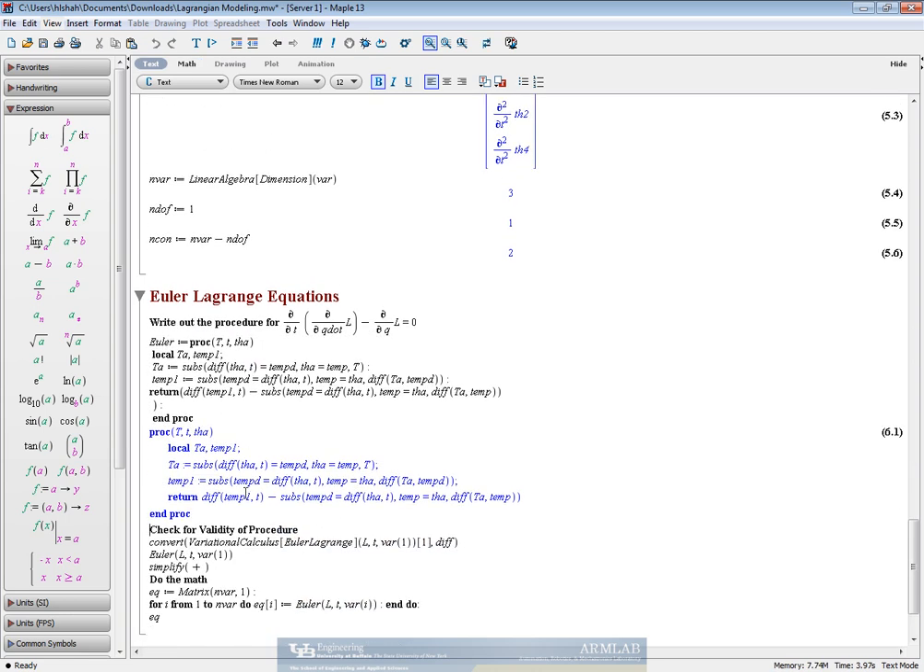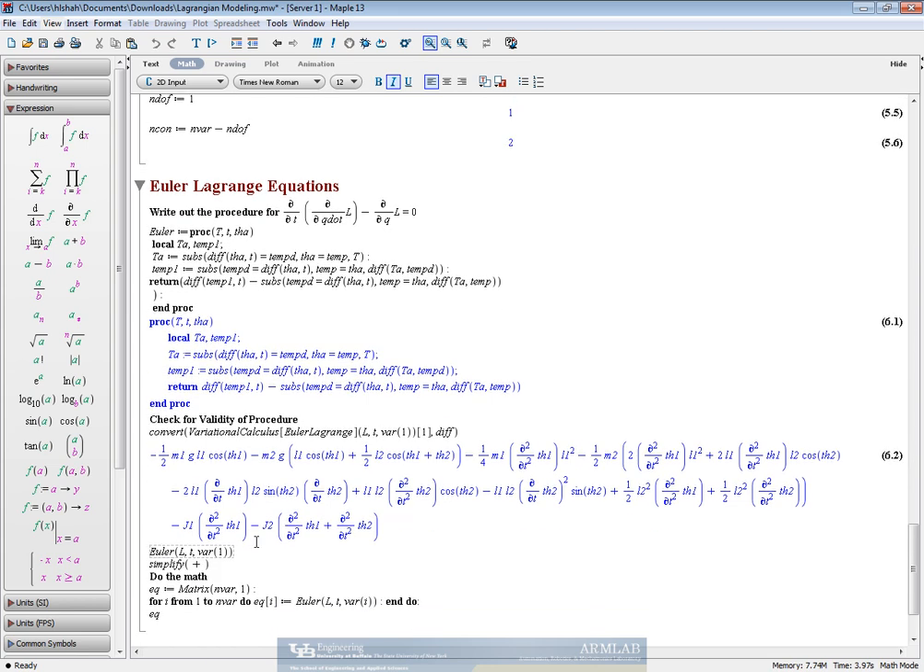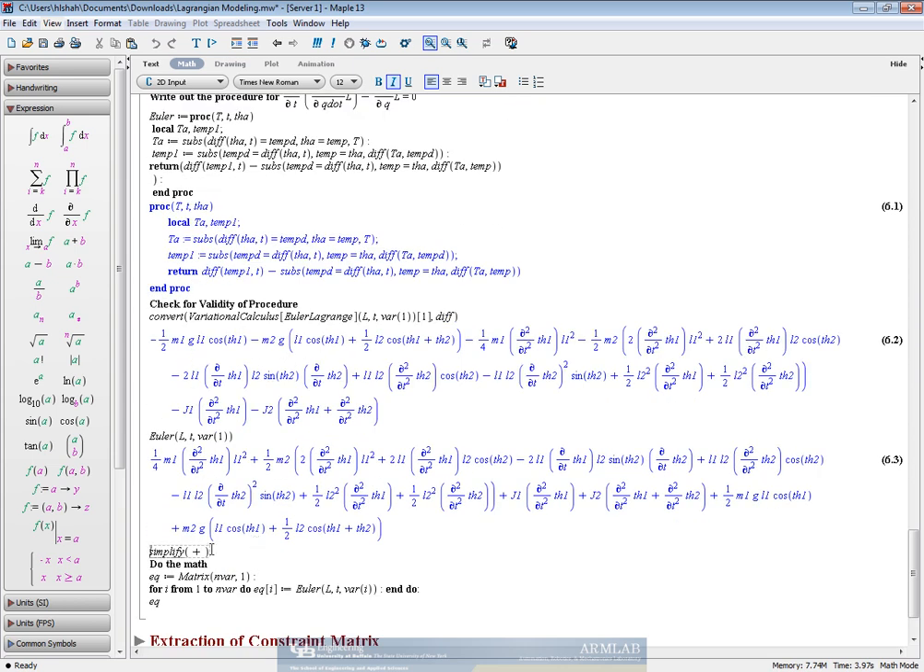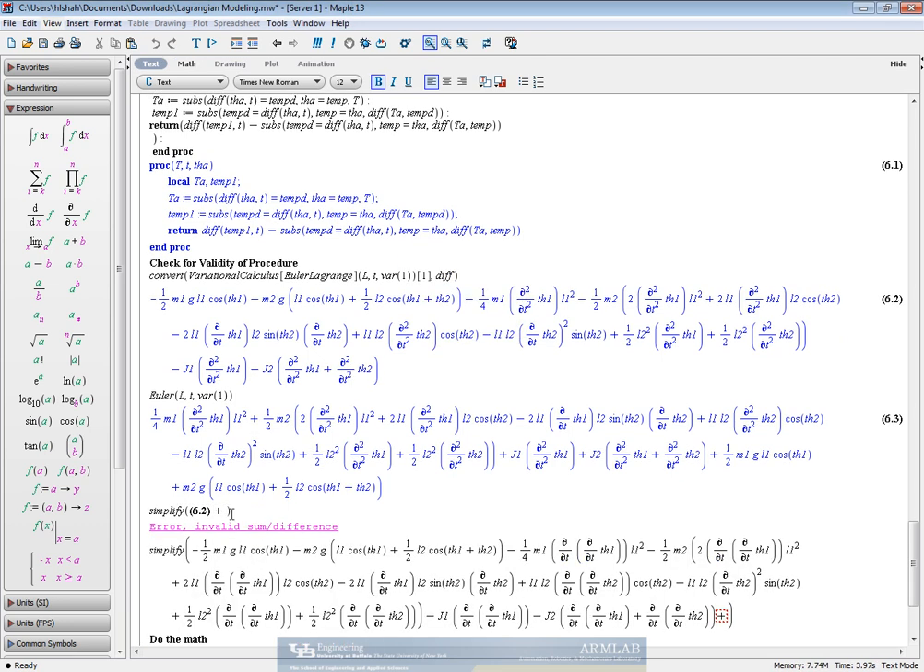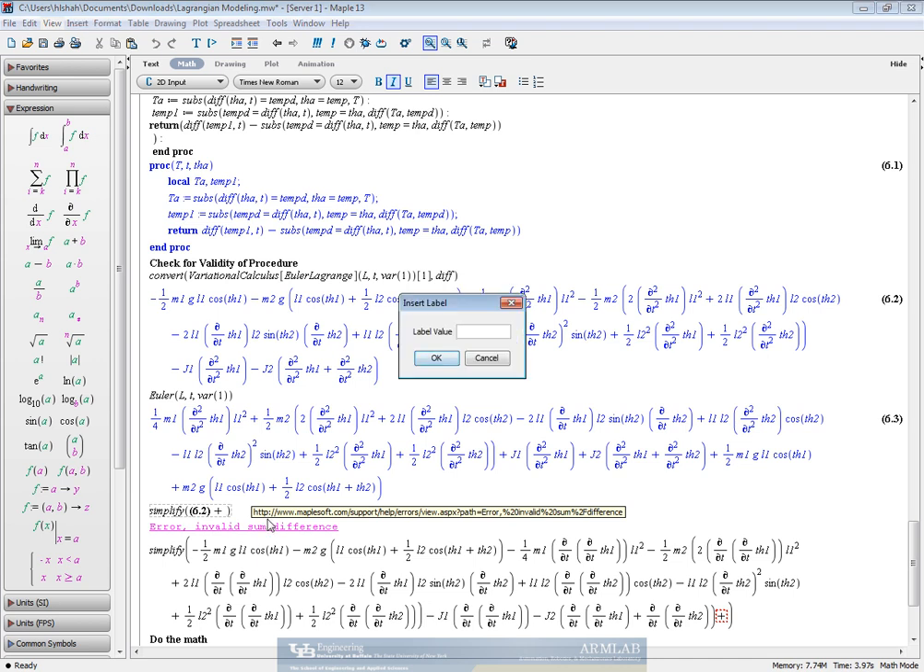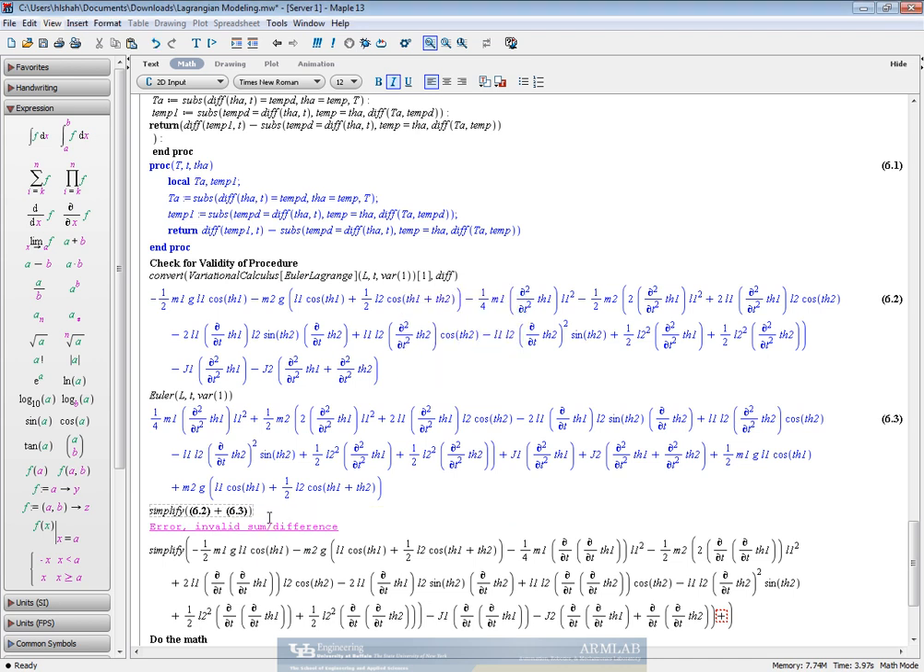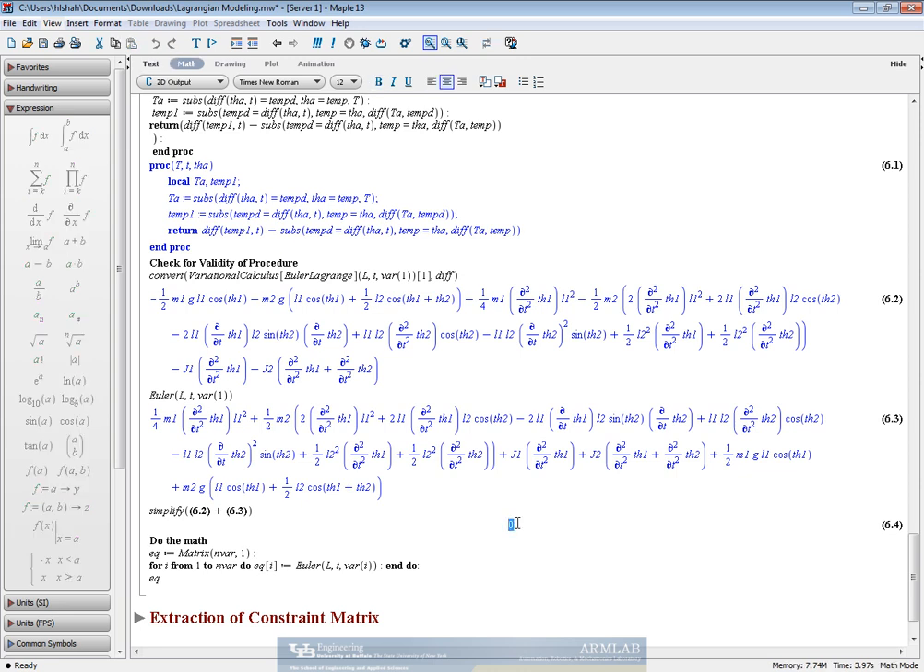Let's run this procedure. To check the validity of this procedure, we now take the first variable theta1 and use the Euler-Lagrange command of Maple and get a result. The next step is to do an Euler-Lagrange using the formulation that we have just devised and then add the two. So we add equation 6.2 and equation 6.3 and get a 0. This implies that both of them are just different in sign but otherwise accurate.